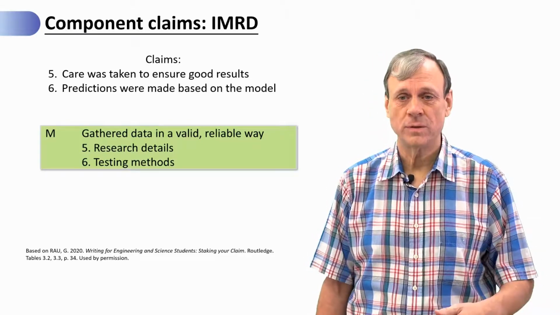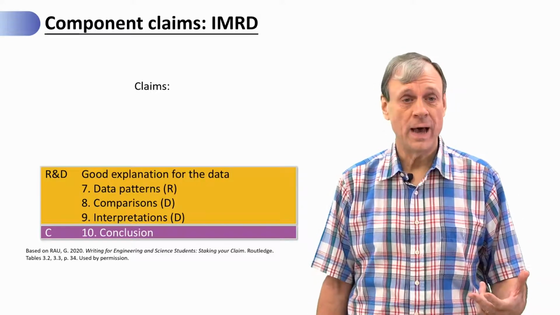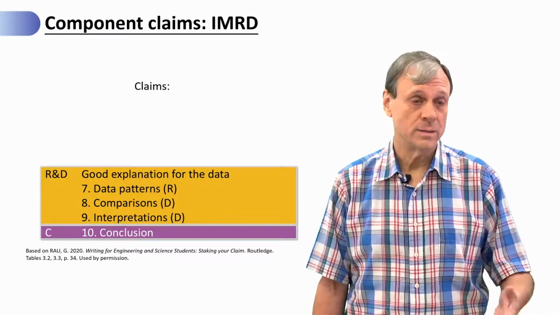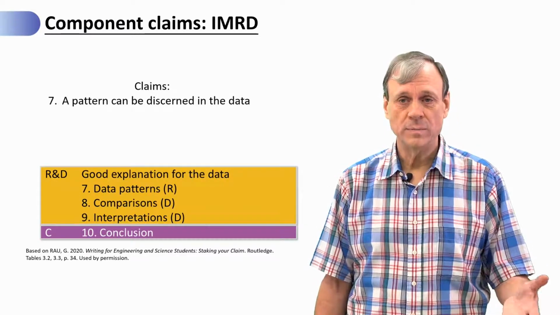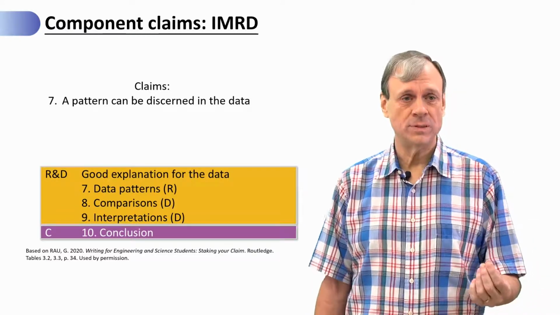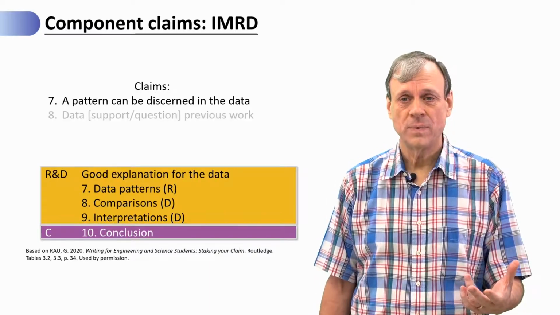And the testing methods says that certain predictions were made based on the model, and either those were proven true or proven false. Then in the results and discussion, you find the data patterns, the comparisons, and the interpretations. And the conclusion, obviously, in the conclusion. The claims, the data pattern says that a pattern can be discerned in the data. It's not just the data itself.